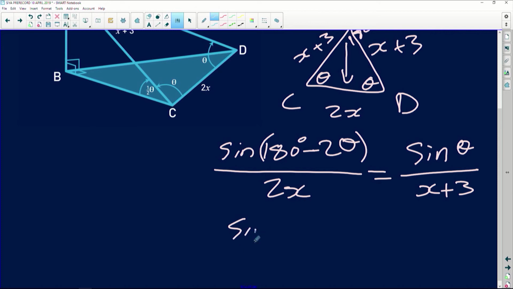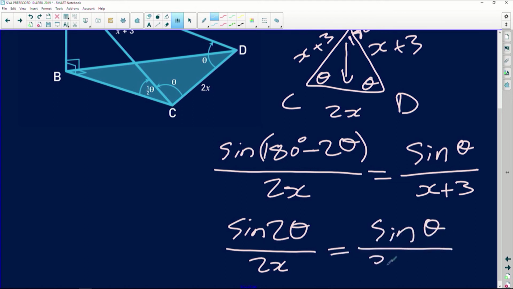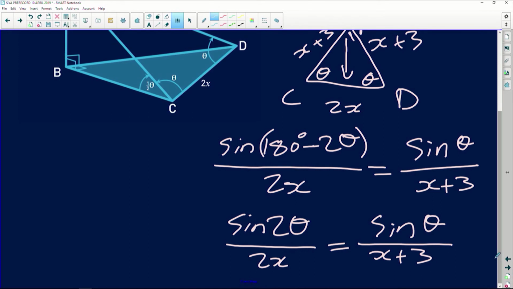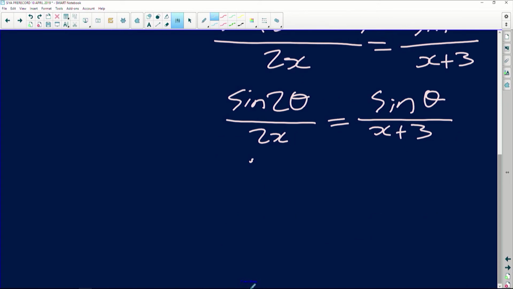So let's have a look at it. Then it will be sine of 2 theta divided by 2x is equal to sine of theta divided by x plus 3. Please remember at home, we are not going to take this as 2 and 2 is going to cancel each other and find the answer from there. That's not what we are doing. This is a double angle.